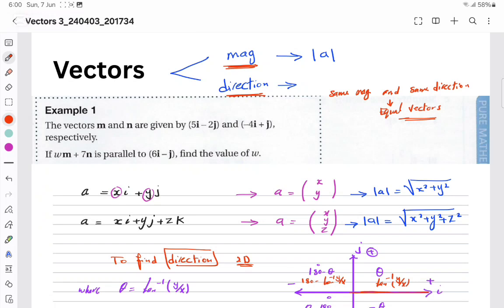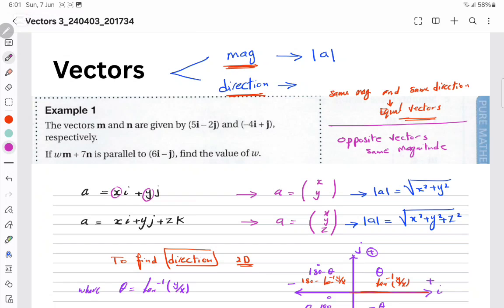So I have three types of vectors. The first type is called equal vectors. It means they have the same magnitude and the same direction. The second type of vectors is called opposite vectors. In opposite vectors, I have the same magnitude and opposite direction.